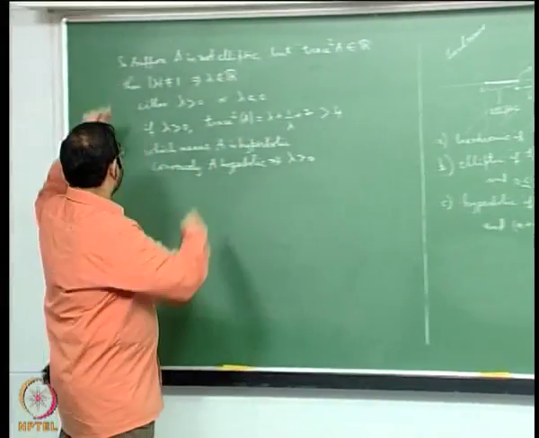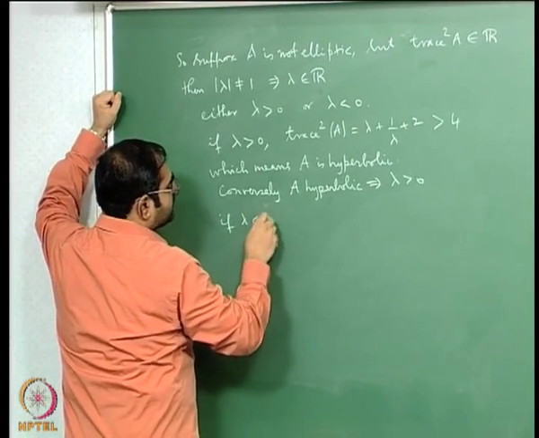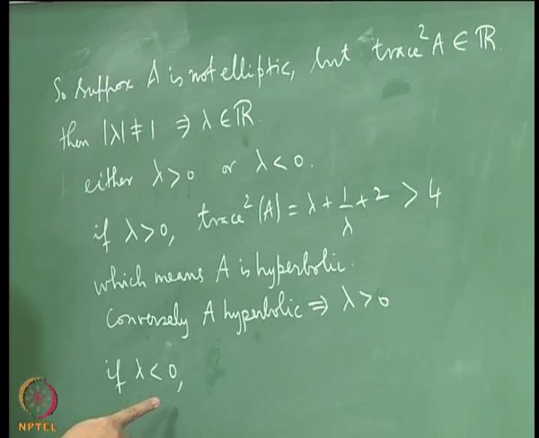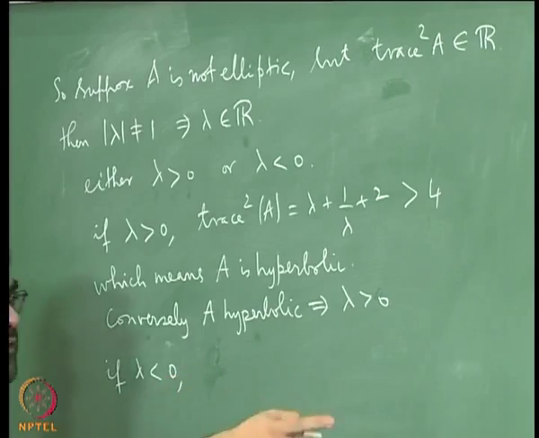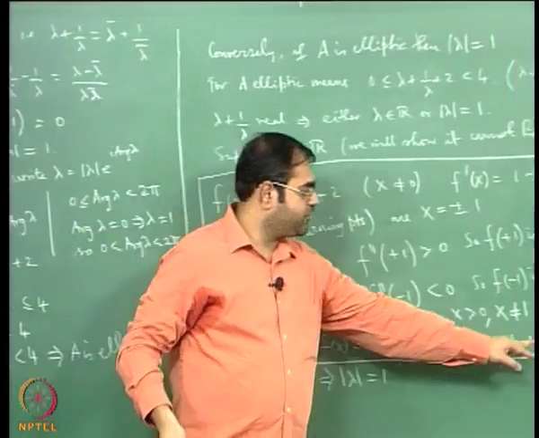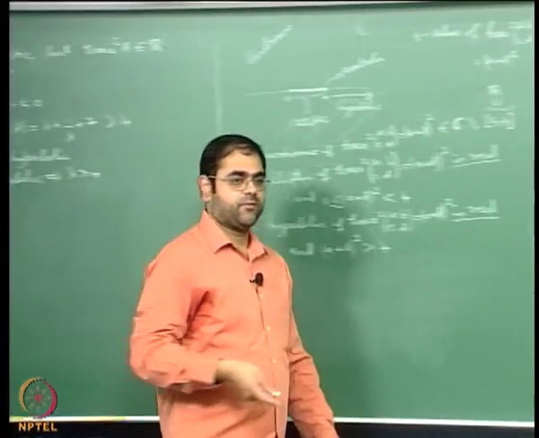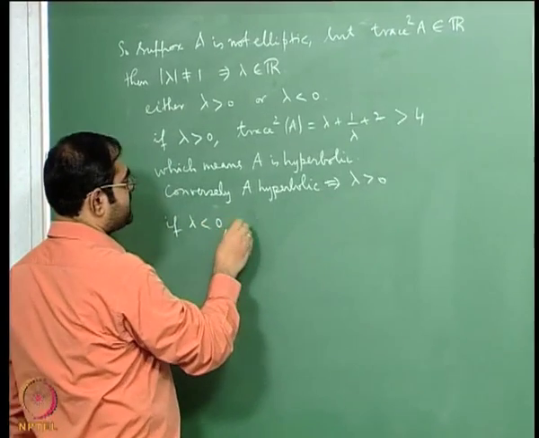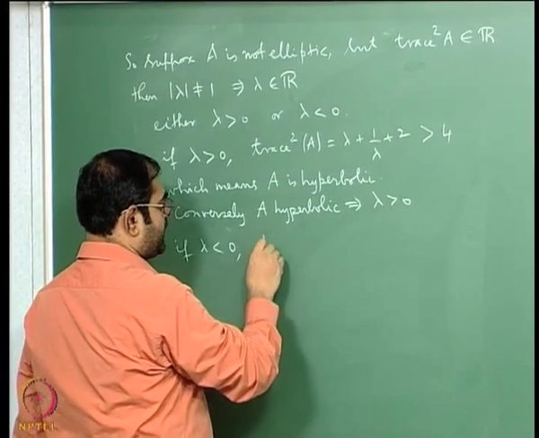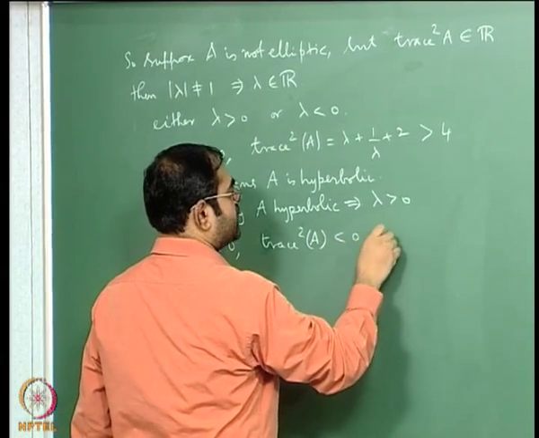So we get that. Now the other case, lambda less than 0, lambda is negative. We have seen here that lambda plus 1 by lambda plus 2 is less than 0 and therefore you are in the loxodromic case. So if lambda is less than 0, trace squared A is negative, so A is loxodromic.